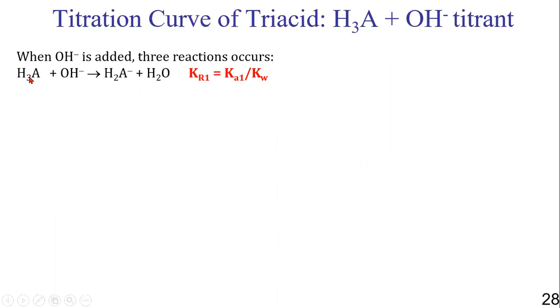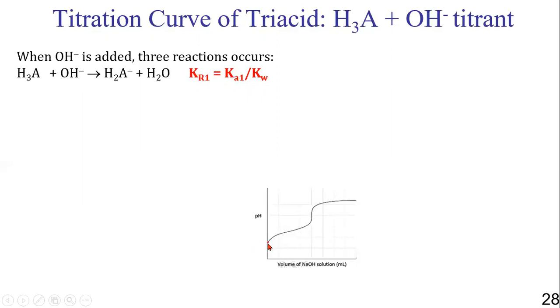The first is the H3A reacting with OH minus. Of course, you can continue it to become H2A minus plus water. Clearly, this is the base, that's the acid deprotonation. And you have a K reaction, which is the Ka1 divided by Kw. That reaction is represented by this part of the titration curve, where we have it as if it's a mono acid titration.